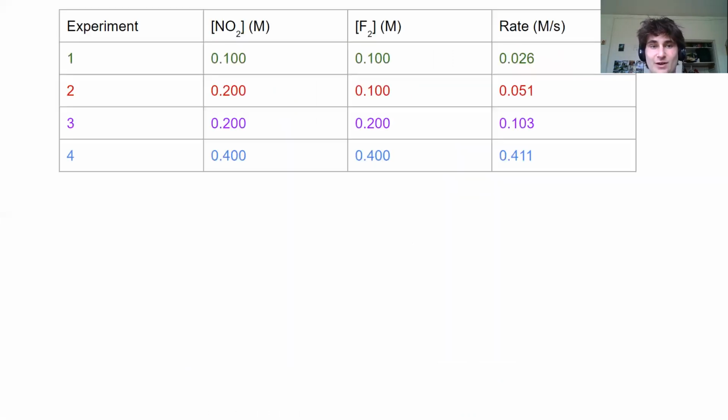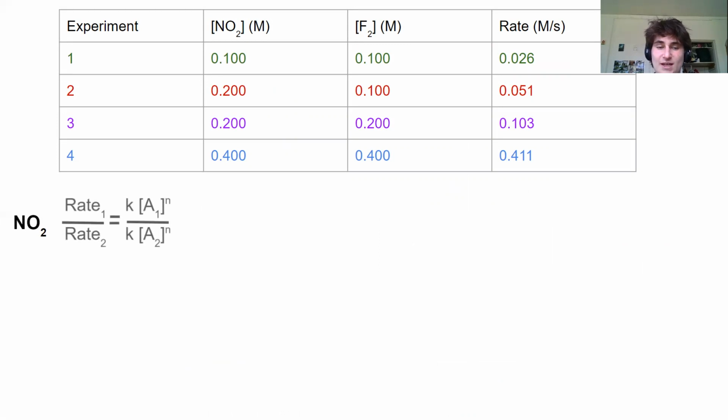Okay, so now we're going to do it. So here are our experiments. We're going to first solve for the rate order for NO2. So we have that the rate 1 over rate 2 equals K times the concentration of A sub 1 to the N over K times A sub 2 to the N.